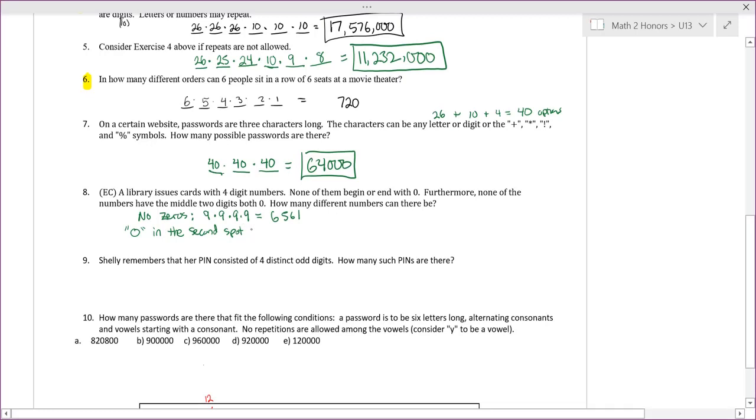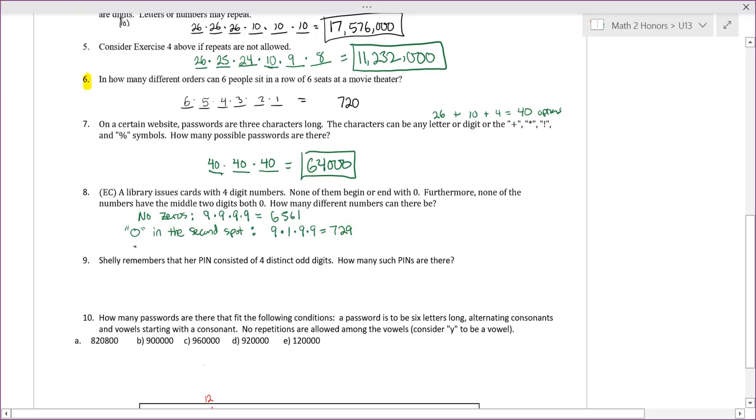So if it's in the second spot, then I have 9 options for my first spot. It could be a 1 through 9 times my second spot. I know it's going to be a 0, so there's only 1 option. And then my third spot, anything but a 0. My fourth spot, anything but a 0. So 9 times 1 times 9 times 9, which gives me 729.